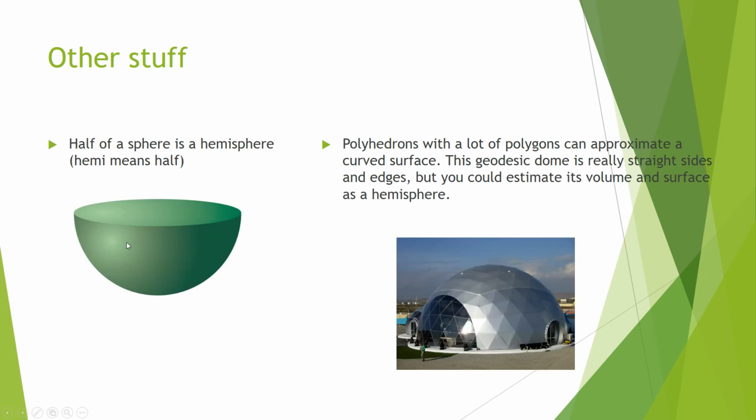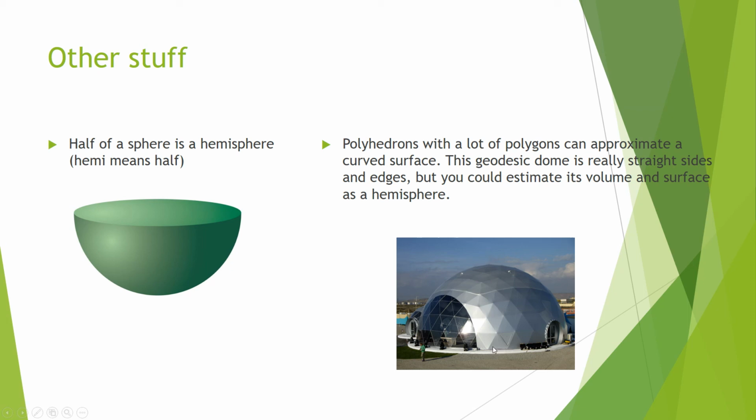And then other stuff, you'll deal with hemispheres, which is just half of a sphere, so you should be able to recognize that shape. The sphere and the hemisphere are pretty obvious. It's pyramids and prisms that people really get tangled up on. This is a geodesic dome that you can approximate as a hemisphere. Really, it's actually a polyhedron.